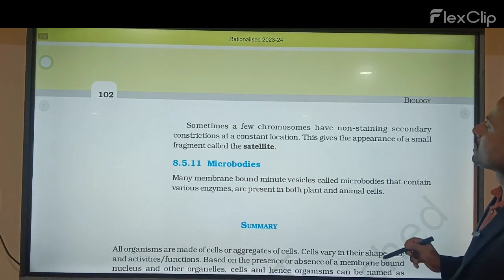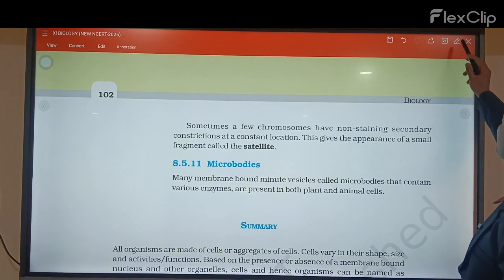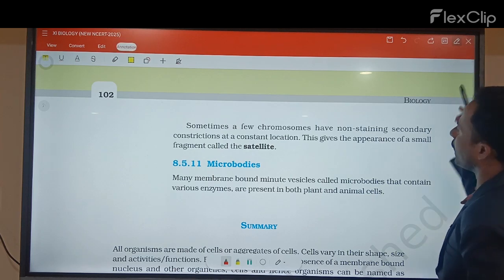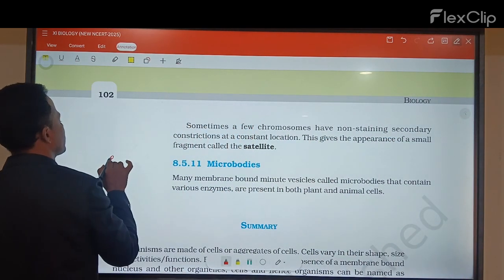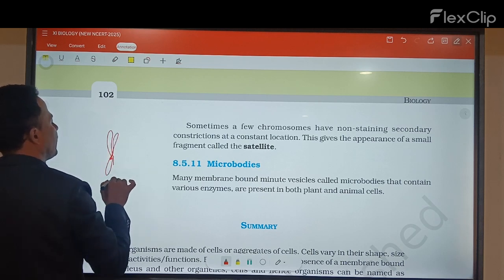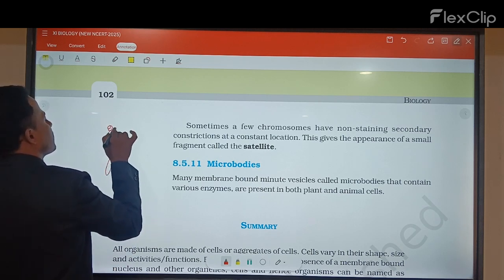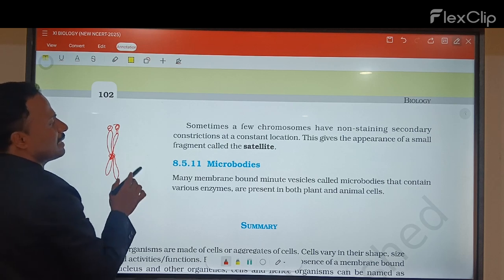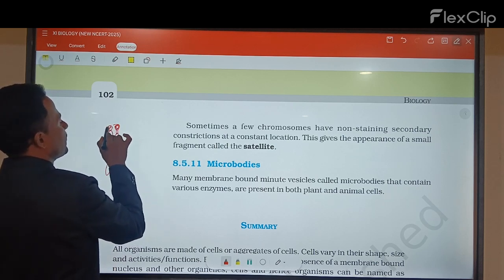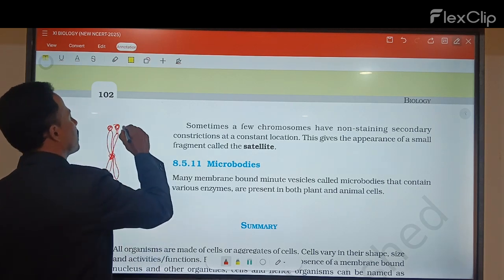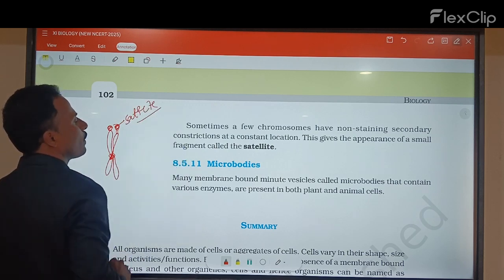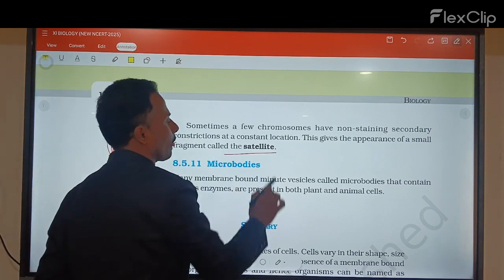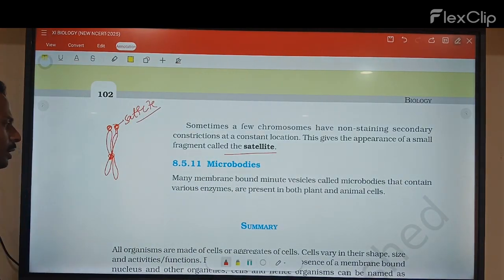Sometimes a few chromosomes have non-staining secondary constrictions also present. These constricted regions are present in the terminal part. These are called satellite chromosomes.